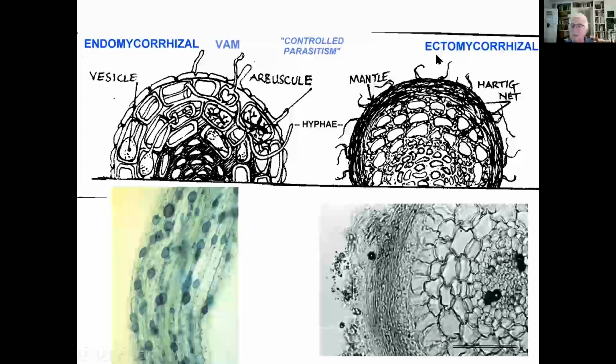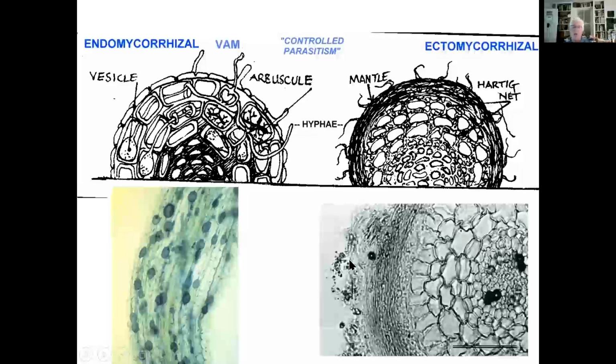Ectomycorrhizae are somewhat different. You have the same thing, the root and tiny root hairs, but here the ectomycorrhizal fungi form what's called a mantle, a sort of corky layer all around the outside of the root, and it's often called a Hartig net, where they interface with the interstitial space between the cells. So there are two very different ways. You can see them right here, the mantle and the Hartig net.